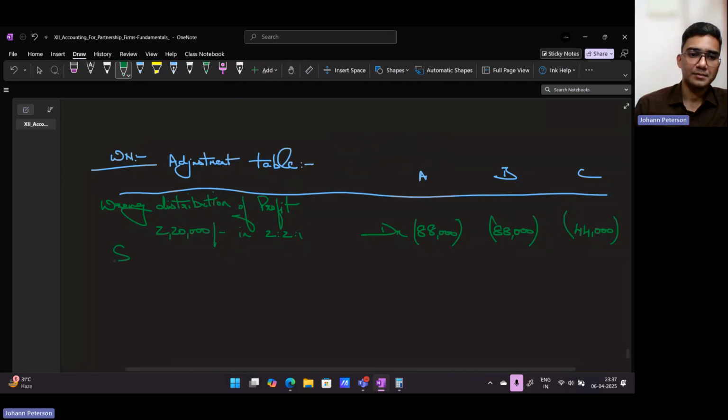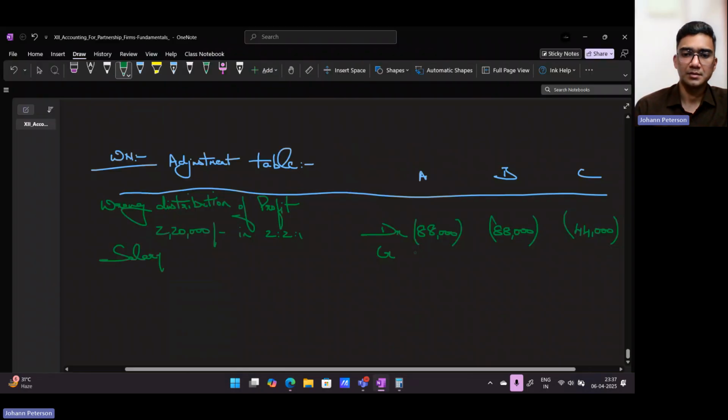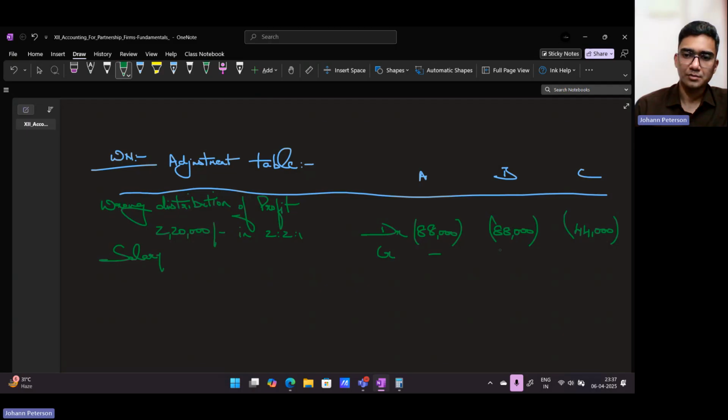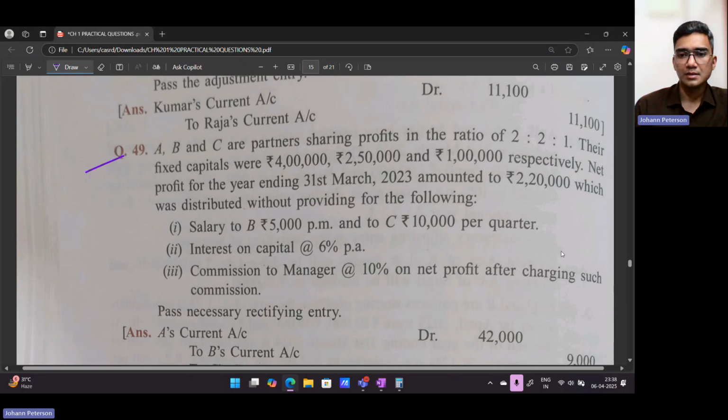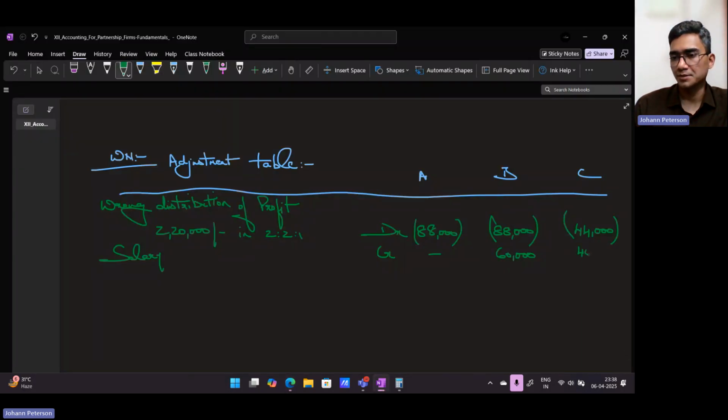So salary to B is 5,000 per month and to C is 10,000 per quarter. So salary, we credit. Salary to B is 5,000 per month, so 12 5s are 60. And to C is 10,000 per quarter, and there are 4 quarters, so 40,000.